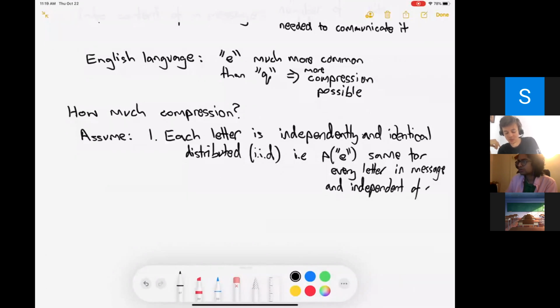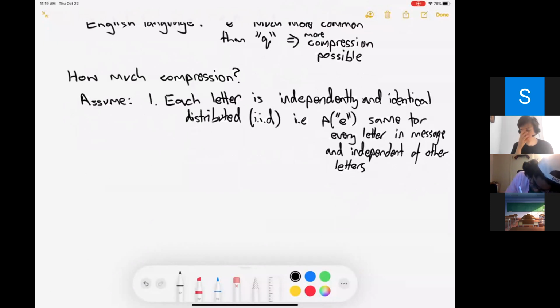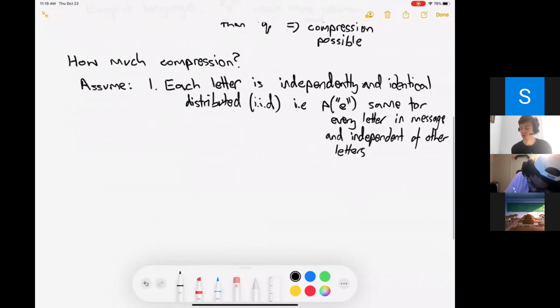Okay, so this is obviously not a realistic assumption for English sentences, right? There are correlations between which letters naturally pair up together and so on. If there's a Q, that makes it much more likely that the next letter will be a U and so on. But it's a simplifying assumption that makes the problem tractable, and sometimes you just need to do that.